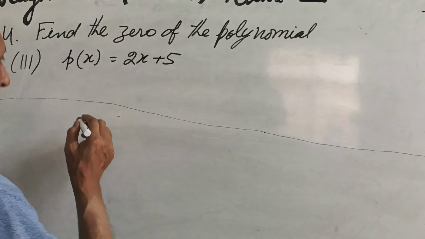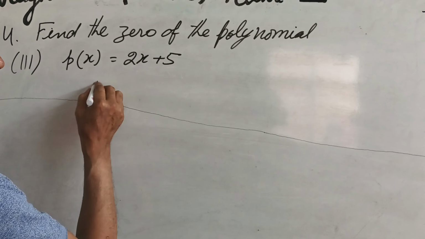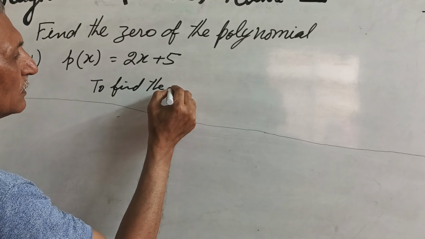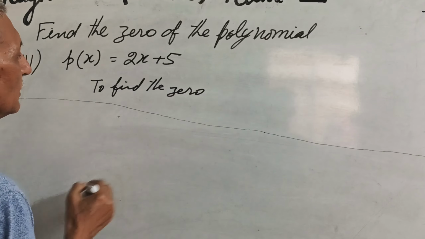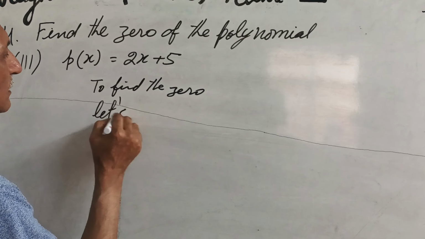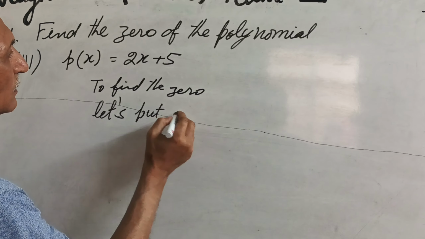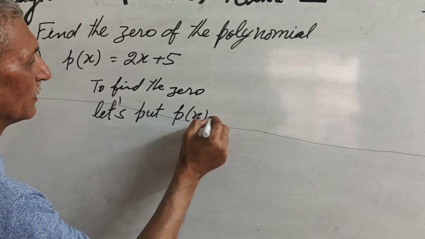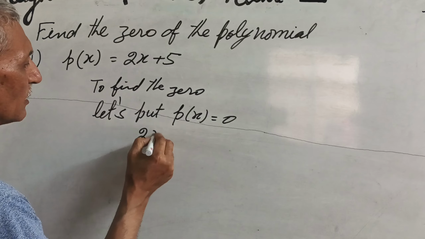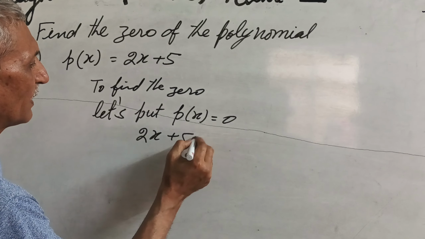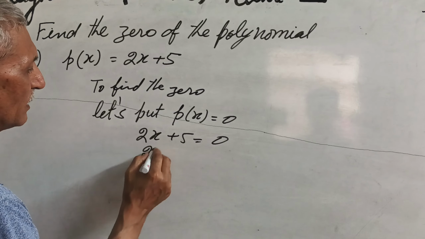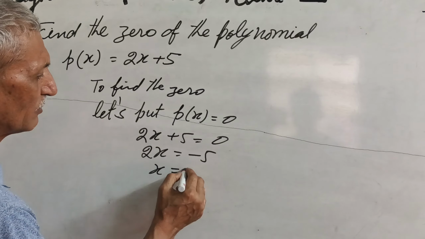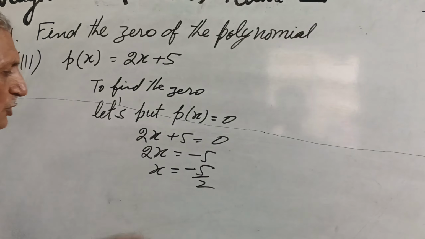This is the one. We have to find the 0, and to find the 0, let's put this equal to 0, that is to say 2x plus 5 is equal to 0, that is to say 2x is equal to minus 5. That makes x is equal to minus 5 upon 2. ठीक है दोस्तों?